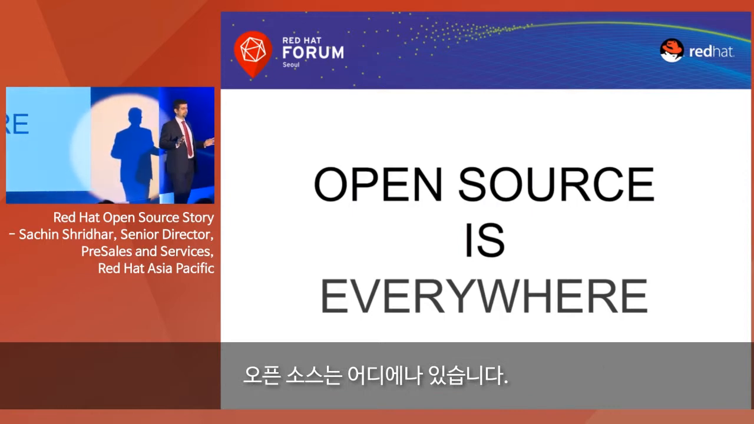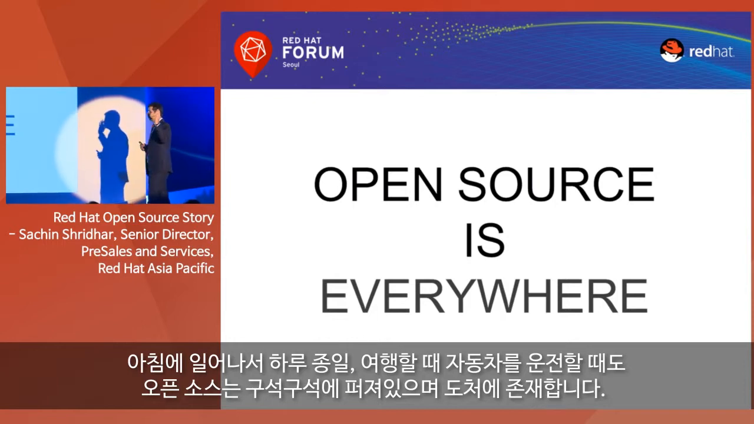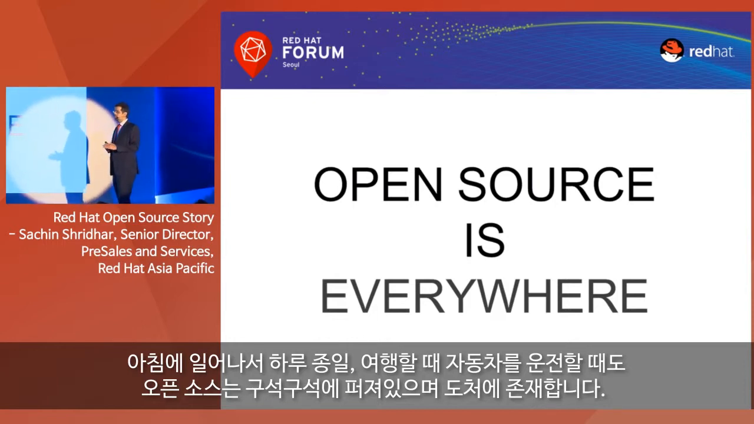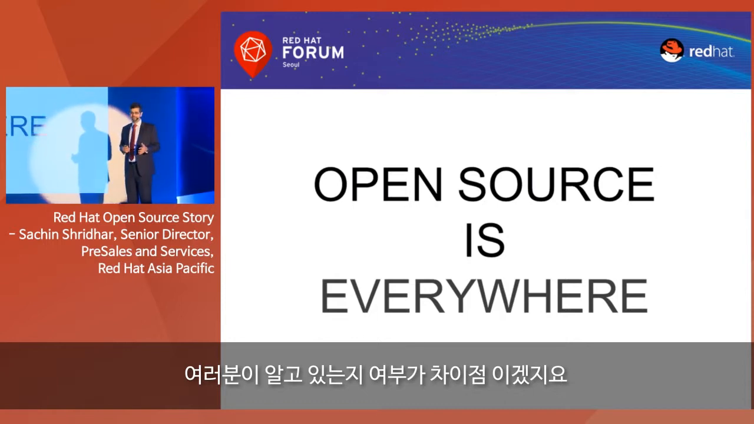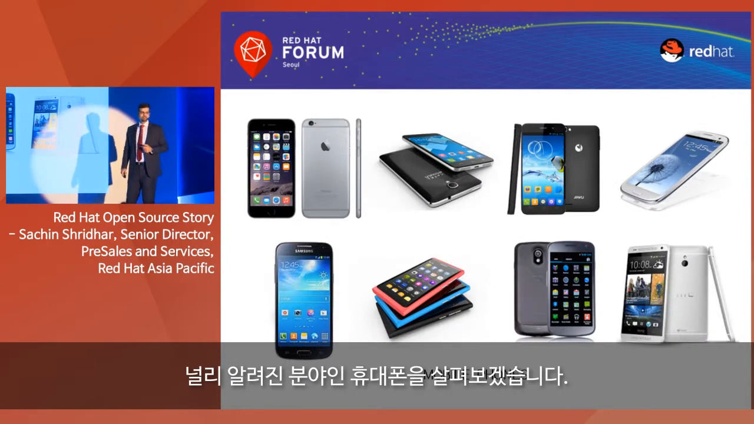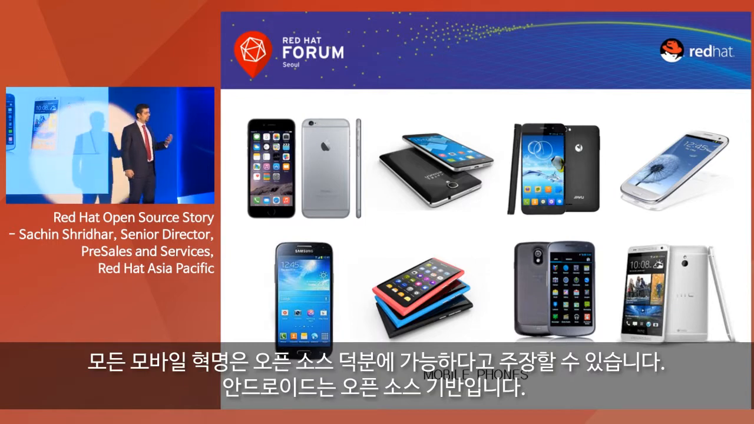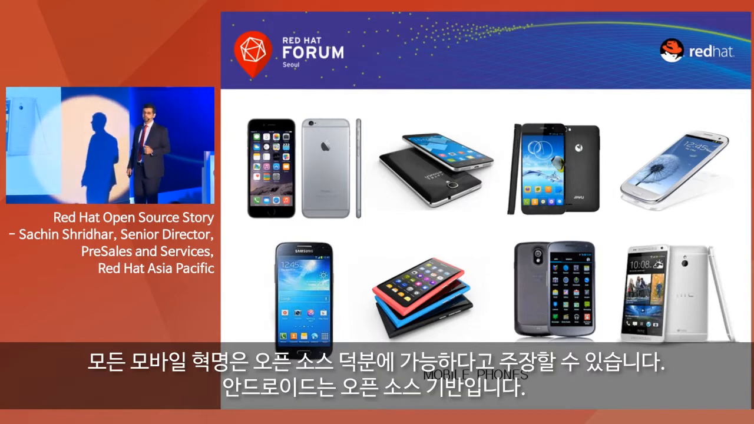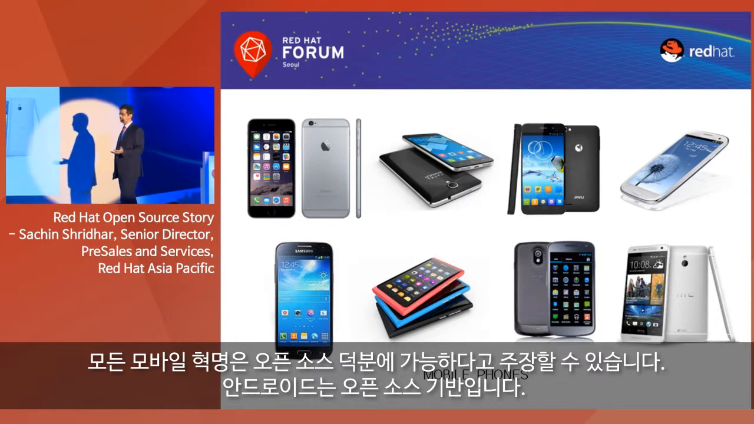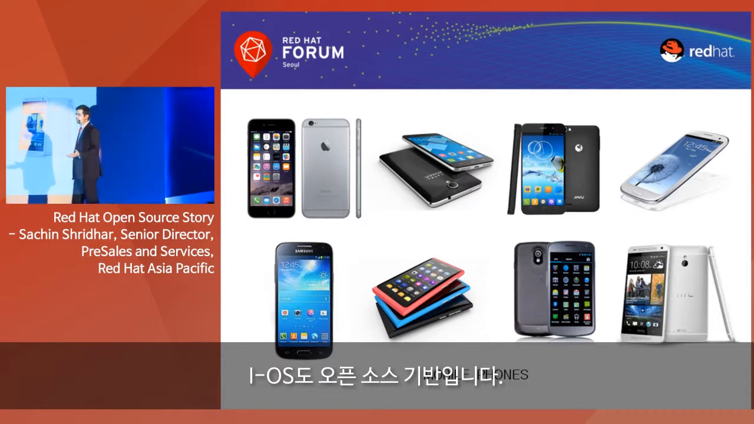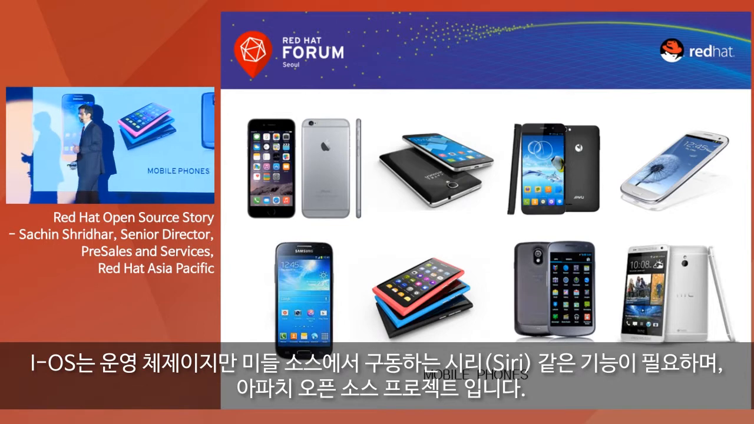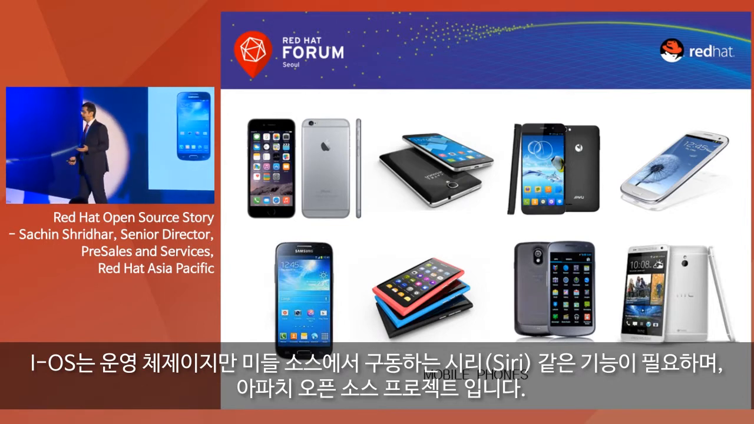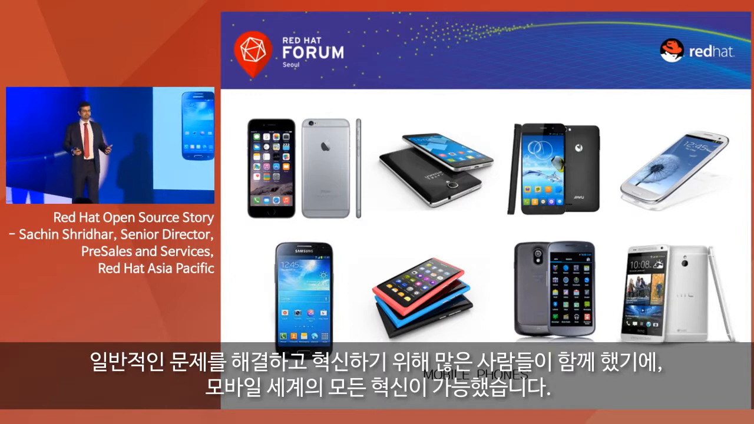Open source is everywhere. Right from the morning when you get up, to your entire day, to your travel, open source is pervasive. It exists everywhere. The difference is whether you know it or you don't. Let's look at some popular places. Mobile phones. One can argue the whole mobile revolution is possible only because of open source. Android is open source based. iOS is open source based. Not just the base operating systems, but advanced features like Siri run on Mesos, which is an Apache open source project. All the innovation in the mobile world has been possible because people come together to solve common problems and innovate.